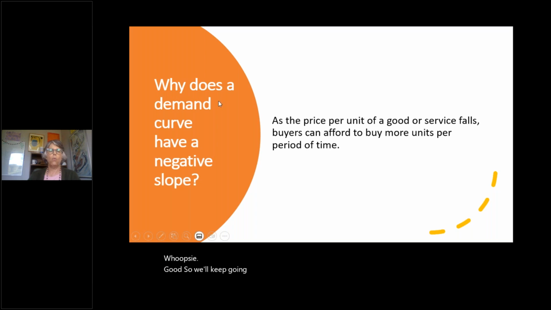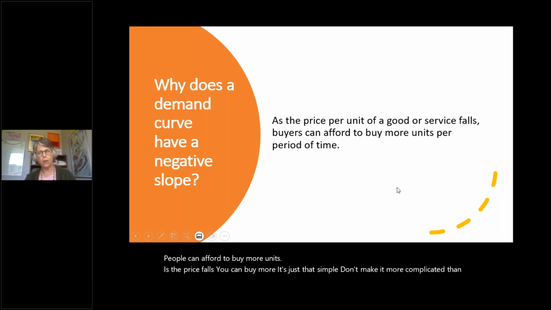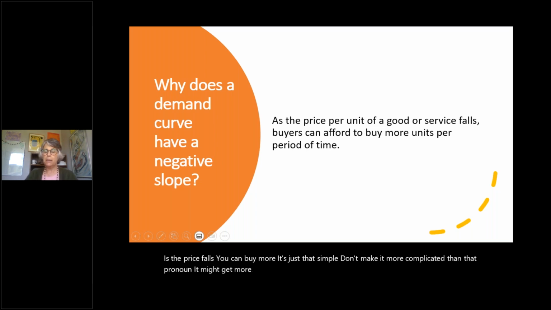So why does a demand curve have a negative slope? As the price of a good falls, people can afford to buy more units. As the price falls, you can buy more. It's just that simple. Don't make it more complicated than that for now. It might get more complicated in later chapters, but it's basically just showing you the inverse relationship.